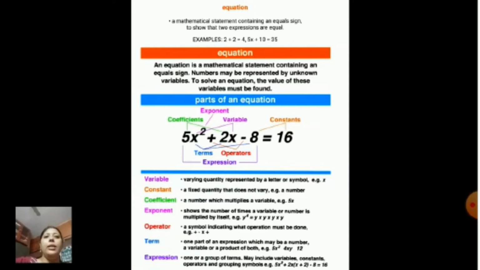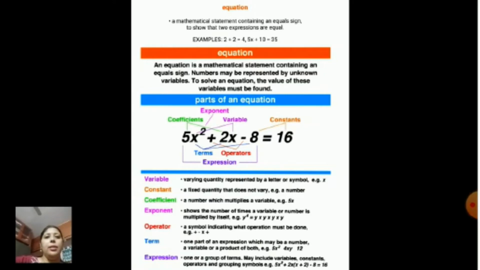Now what are the basic parts of an equation? First of all, when a variable is multiplied by itself, then we have its power. That is called an exponent. Suppose x is multiplied by itself 2 times, that is x into x, that is equal to x square, or x to the power 2. So when a number is multiplied by itself, we have an exponent.